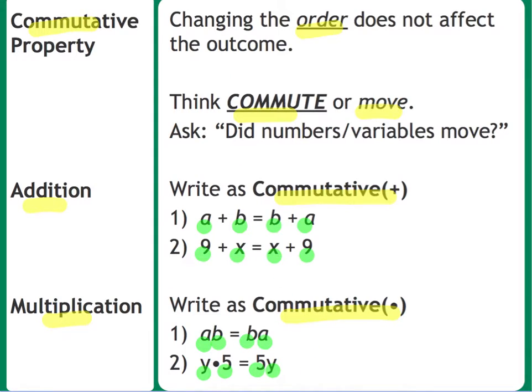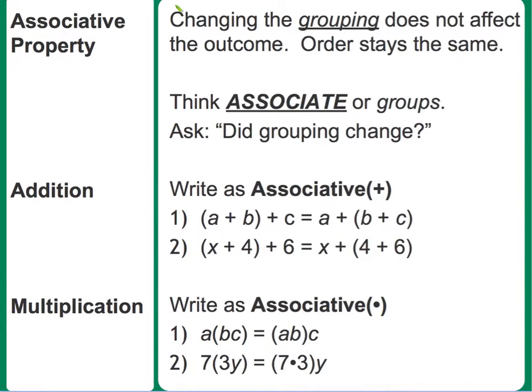There's another property, another rule that we use in algebra, called the associative property. The associative property says that the grouping can change and it will not affect the outcome. The order of the terms and variables stays the same. When we talk grouping, we're talking parentheses. Think, to associate means to group things together. So ask yourself, did the grouping change? It only works for addition and multiplication. It does not work for subtraction and division.